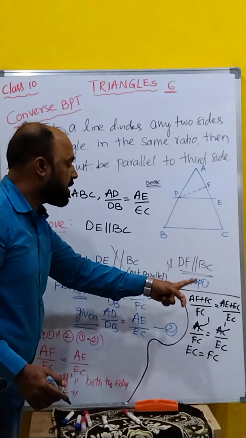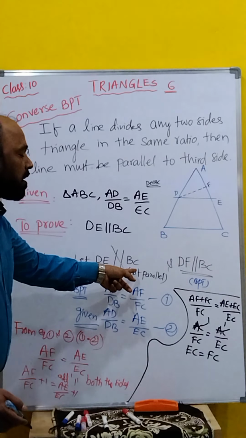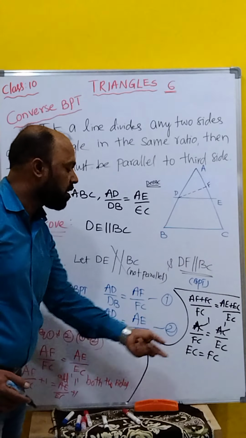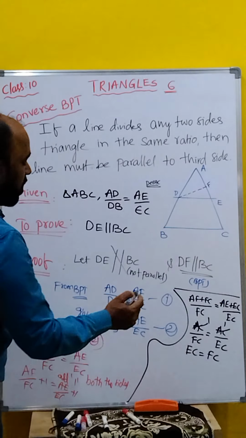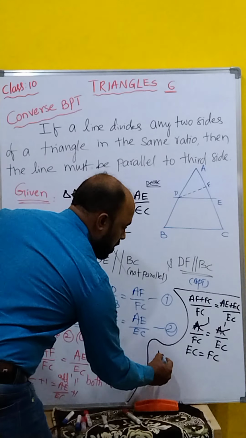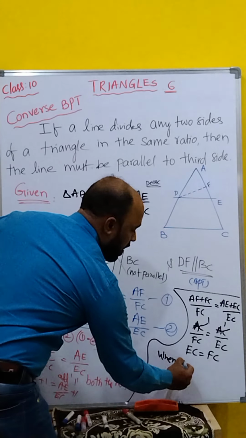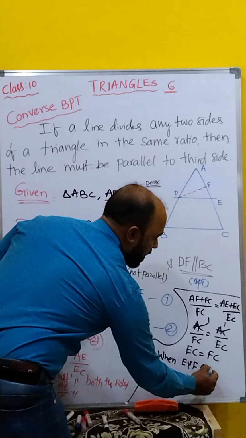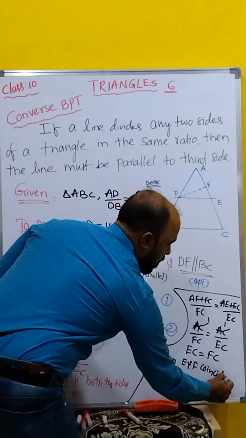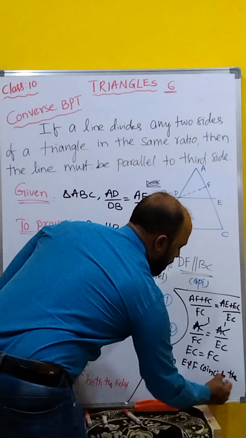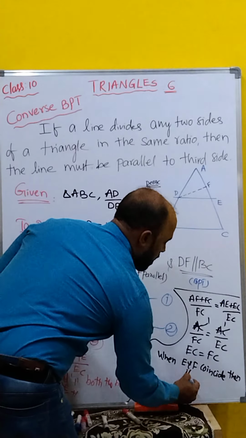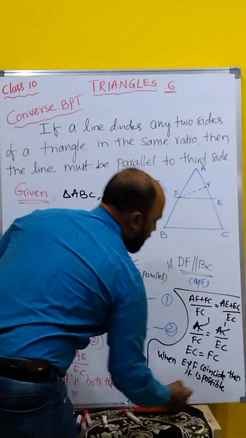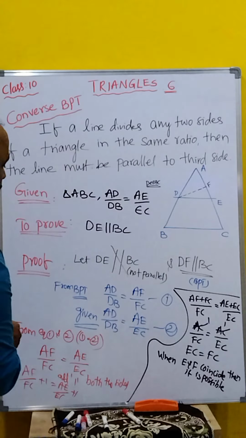But what we have selected actually is, DE is not parallel to BC, then another line DF is parallel to BC, we assume. But finally what we got, EC is equal to FC. When is it possible? When E and F coincide, then it is possible. Clear, children? When E and F coincide, then it is possible.